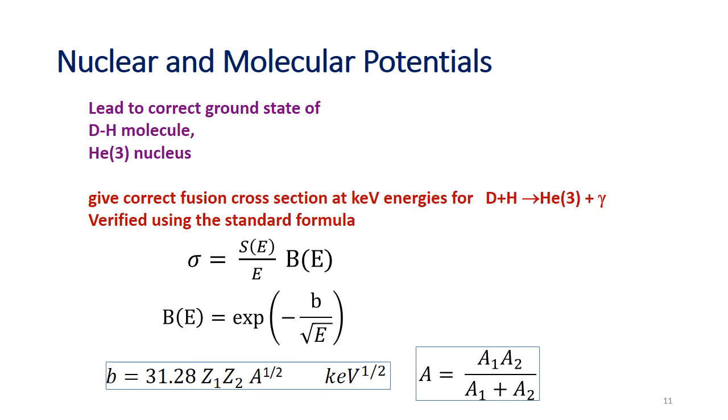And we have verified that the nuclear and molecular potentials lead to the correct ground state for the DH molecule for the helium-3 nucleus. It also gives the correct fusion cross-section at keV energies for the standard process, deuteron-hydrogen fusion. This is verified by using the standard formula: sigma is equal to S by E times the barrier penetration formula, which is a standard term that you are familiar with. And our calculation gives a result which is in very good agreement with these formulas.